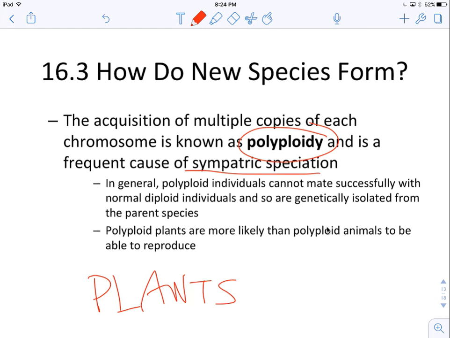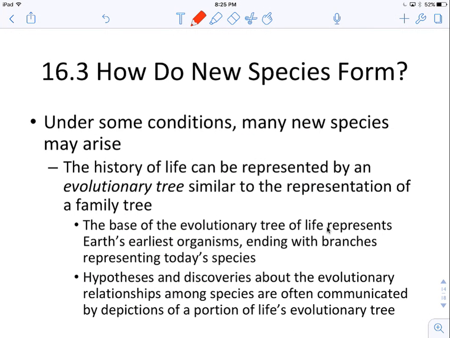You'll have non-disjunction, or not have the correct meiosis in a gamete, and get a whole extra set of chromosomes. And again, they can't mate successfully with the normal diploid individuals and then become genetically isolated. And again, this is much more likely in plants than in animals.